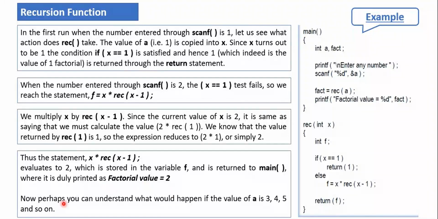Now perhaps you can understand what would happen if the value of a is 3, 4, 5 and so on. Okay, so this is the modified form of the previous code in which we have calculated the factorial. Here, we have defined the function to calculate the factorial, and within the body of this function we have called this same function inside it. So this is a type of recursion function.